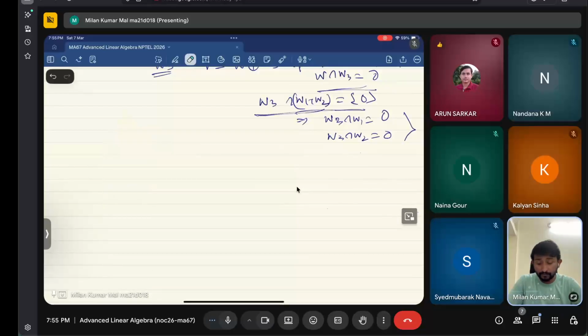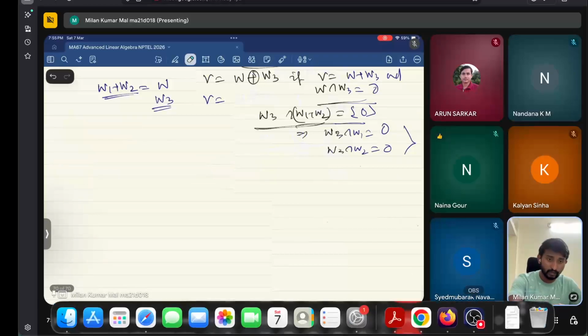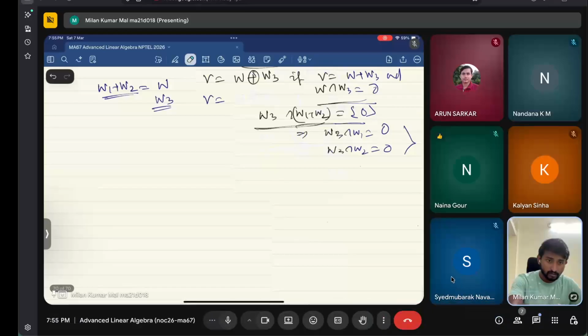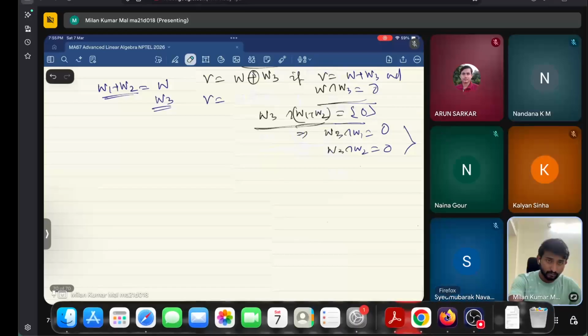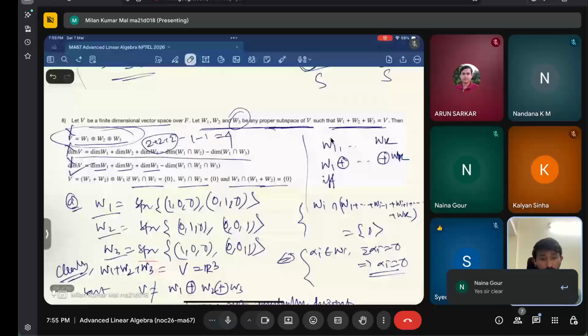So is this clear? Any even very simple doubt you can ask. I'll try to explain. Okay, I hope it is clear. Even if you have a doubt after I go to the next problem, you can still pause me and I will try to explain. Okay, so maybe this is the last problem for today's tutorial.